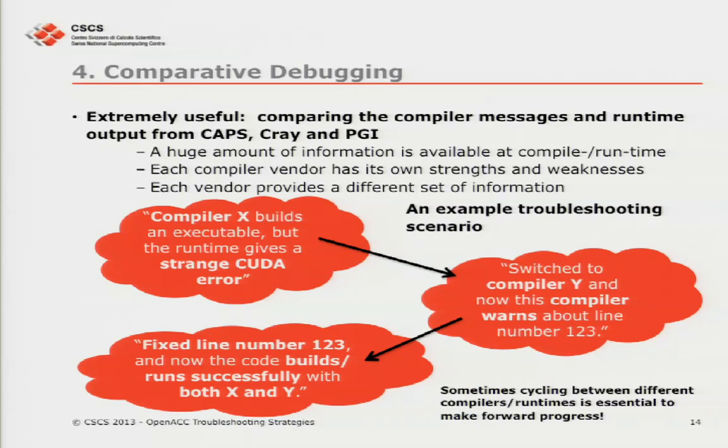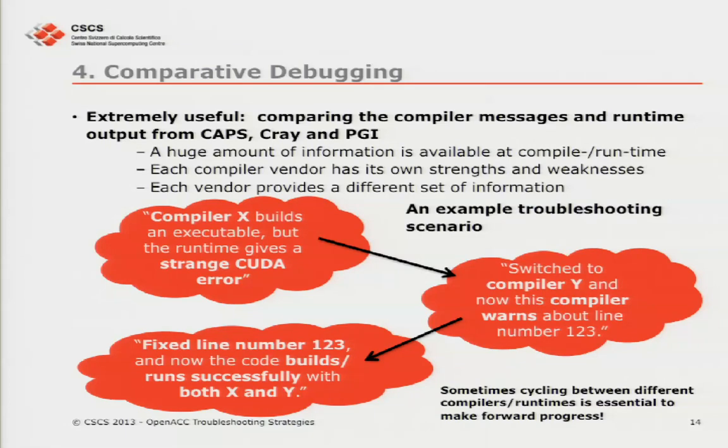Another really useful strategy when you run into problems is comparative debugging, where you compile your code using one compiler, try to run it, and maybe in this example, it compiles fine, it runs, and you hit some strange CUDA error that you have no clue what it means. You switch to a different compiler, and it's warning about a specific line number. And all of a sudden, you have a lot more information just by switching over to a different OpenACC implementation.